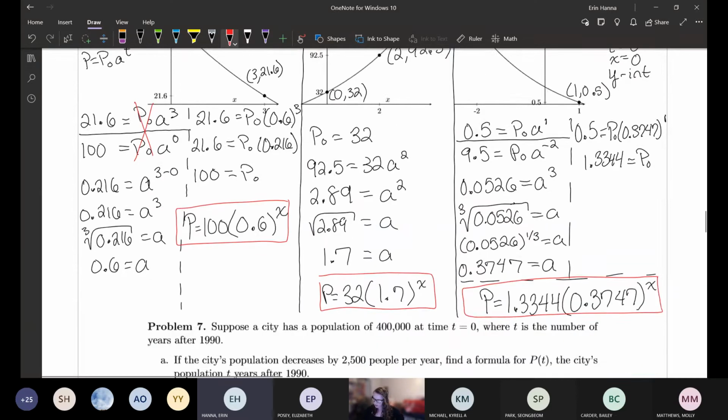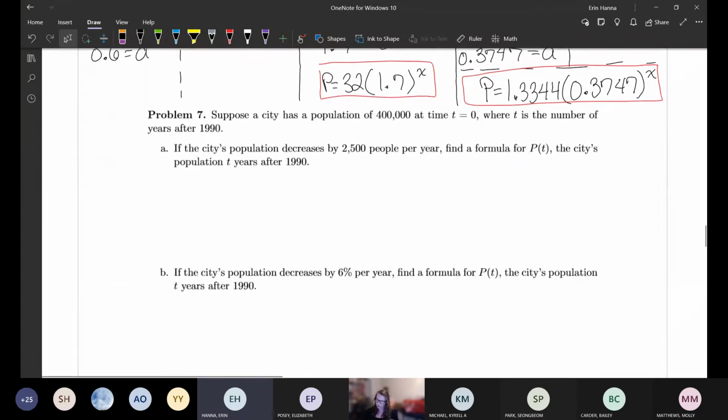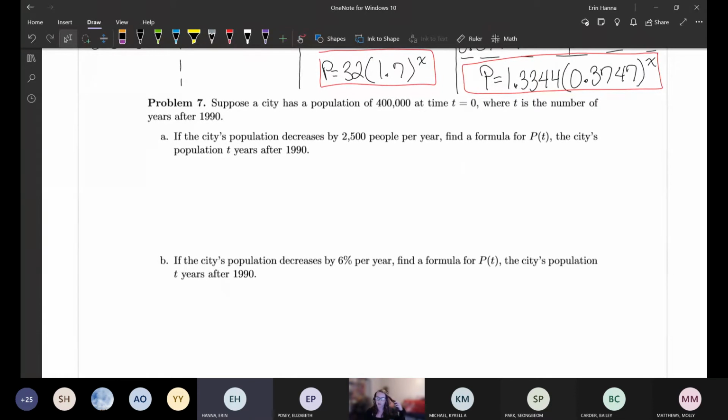So we've got two last questions in this section, and then we're going to move over to the next one. Suppose a city has a population of 400,000 at time t equals 0, where t is the number of years since 1990. If the city's population decreases by 2,500 people per year, find a formula for P of t, the city's population t years after 1990.